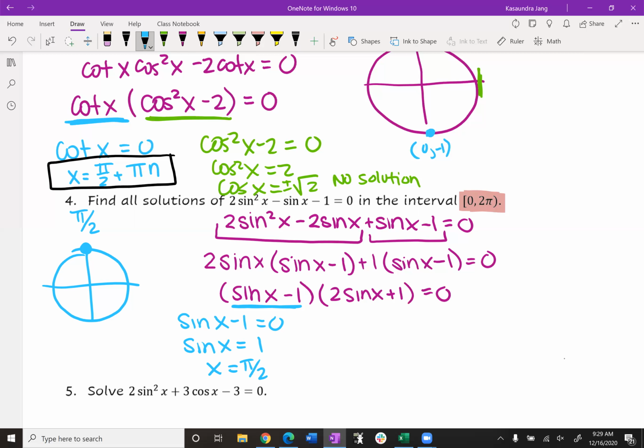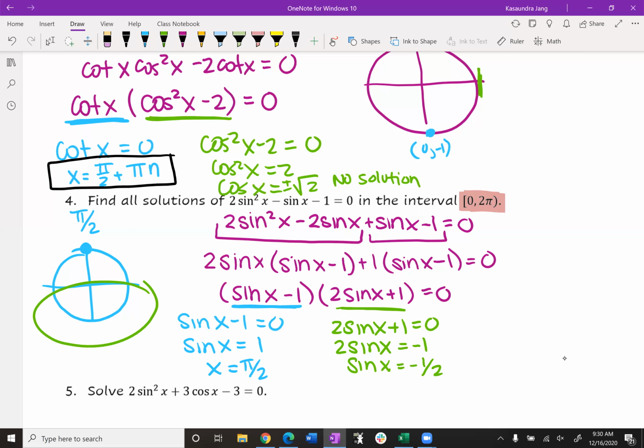Now let's look at the other factor. I will set this equal to 0 again. So I will subtract 1 on both sides, divide by 2 on both sides. So my sine has to be -1/2. All my negative y values are down here, sine's a y value. So my y value would be -1/2 down here. In fact, here are my 2 points with the same y value of -1/2.